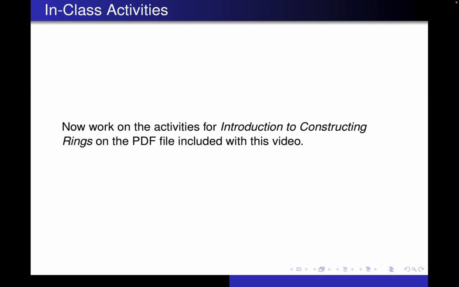All right, so that ought to get you started on what you need for the in-class activities. The in-class activities are on all those types of constructions: finding subsets of a ring, extending a ring to another ring by adding in elements, by looking at the Cartesian products, and by looking at matrices that you get from other rings. The name of the file that you're going to be looking at is Introduction to Constructing Rings, and that is included with this video.